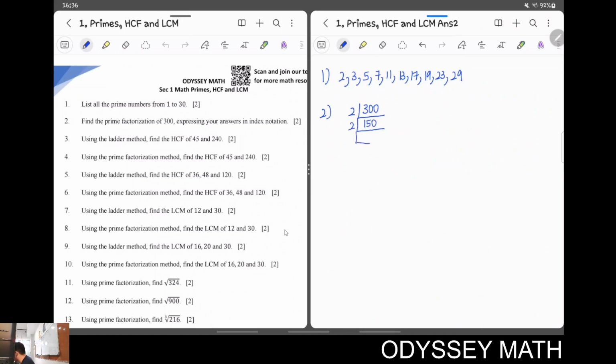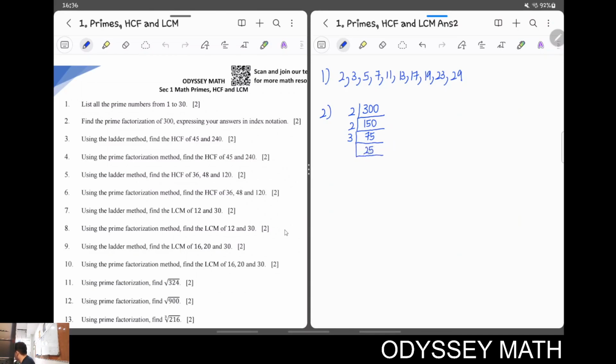Yes. So 150 divided by 2 is 75. Can 75 be divided by 3? Yes. Why we start from 3, right, is because 75 cannot be divided by 2. You won't get a nice number if you divide 75 by 2. So we move on to 3. And when 75 is divided by 3, we do get a nice number that is 25.